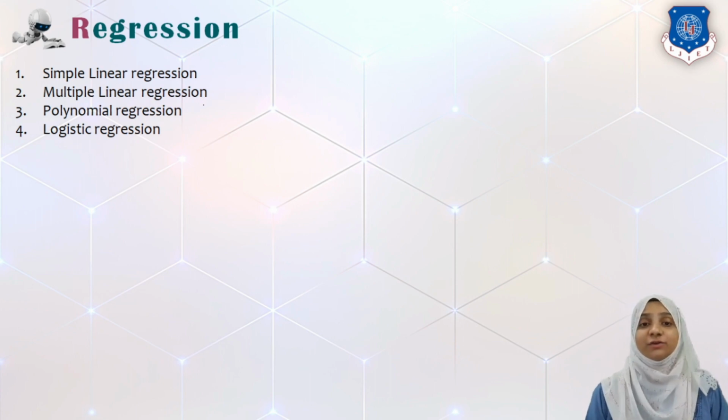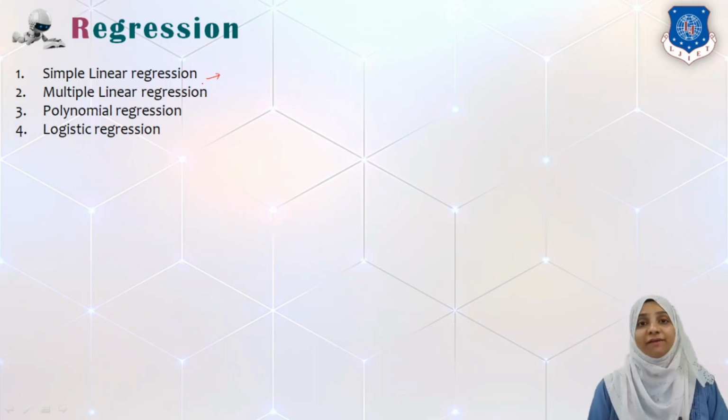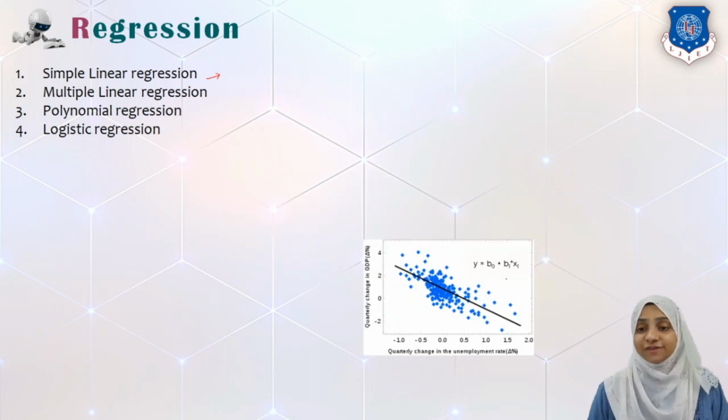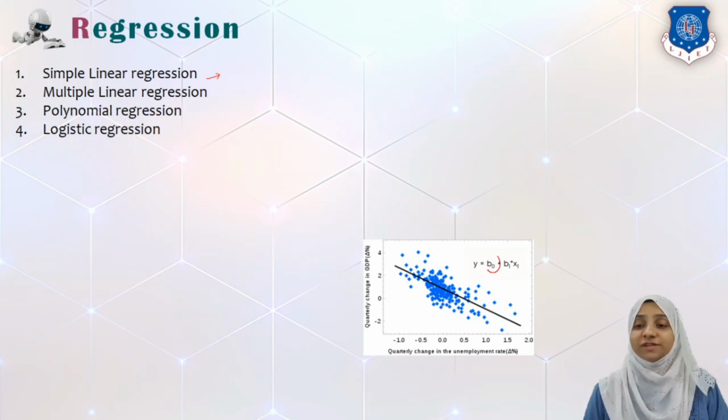So we have in total four different types of regression. First one is simple linear regression, which is equivalent to only one input variable and fitting a straight line to given data points. So this is an example of simple linear regression, which is represented as y equals b0, which is nothing but our y-intercept, plus b1 times x1, where we have only one data input x1 and only one dependent variable y.